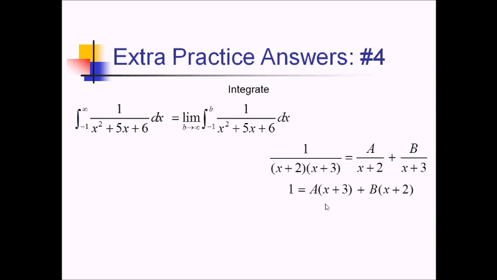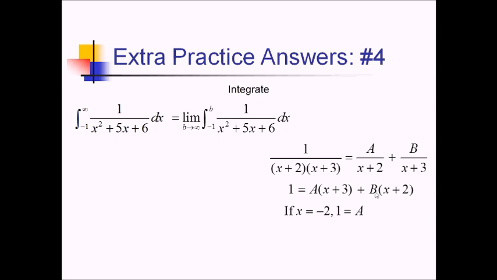At this point, I'm going to plug in some values of x that will allow me to isolate A and B. So I'm going to get A first. That means I want to get rid of B. So I'm going to choose an x value of negative 2. And if I plug that in, that zeroes out this B term. Then I just have 1 equals, let's see, negative 2 plus 3 is 1, so just 1A. Oh, so negative 1 equals A. Nice. So I've got my A value.